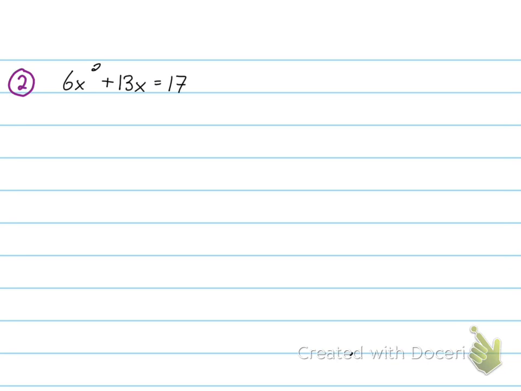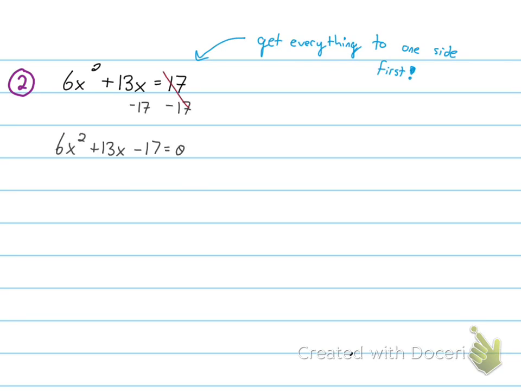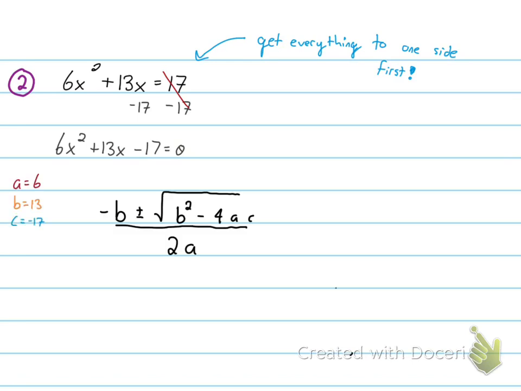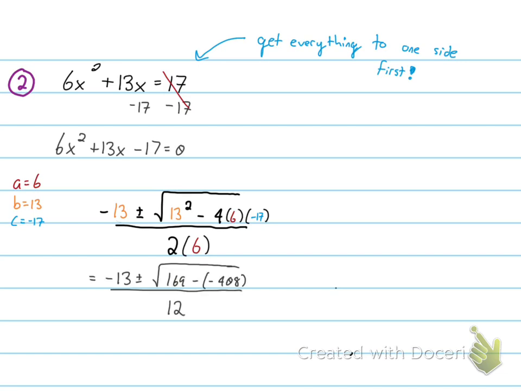Now let's look at a harder example. So we have 6x squared plus 13x equals 17. Similar to factoring, you need to get everything onto one side first, so I'm going to subtract that 17 over. Now I'm going to write down my a, b, and c values, and then again, plug them into the formula. Wherever I see an a, I'm going to replace it with 6, b is going to get replaced with 13, and c with negative 17. I'm going to simplify, and then simplify again.